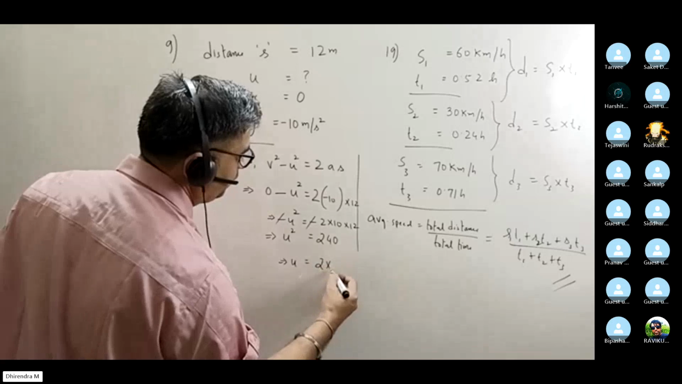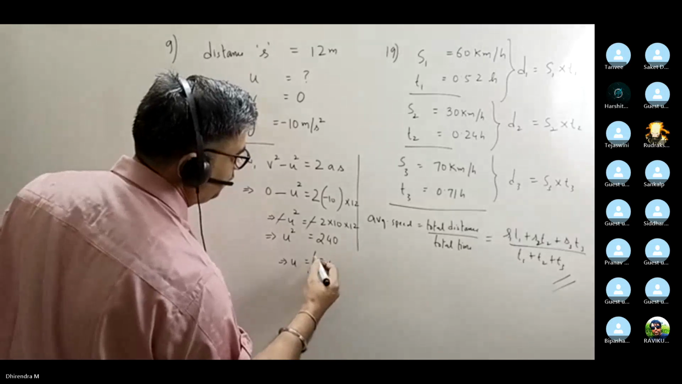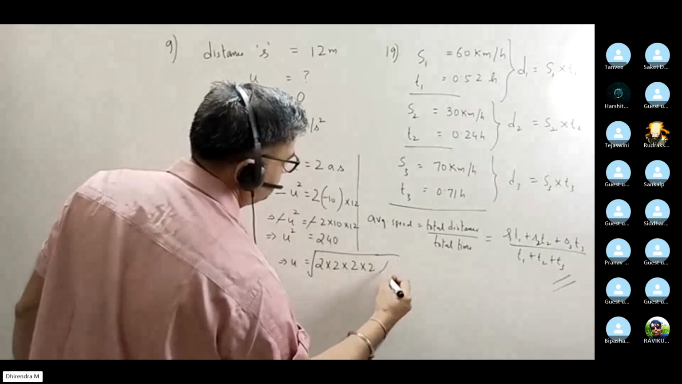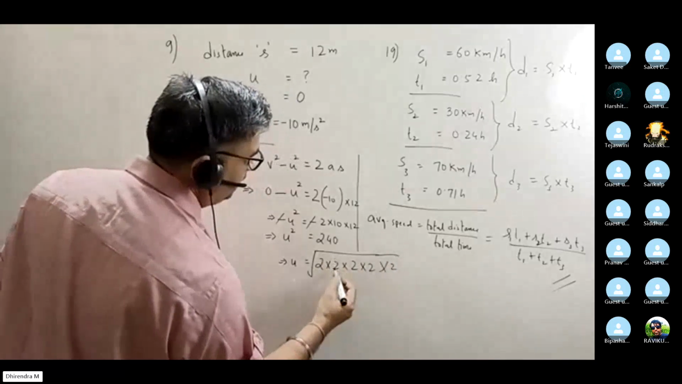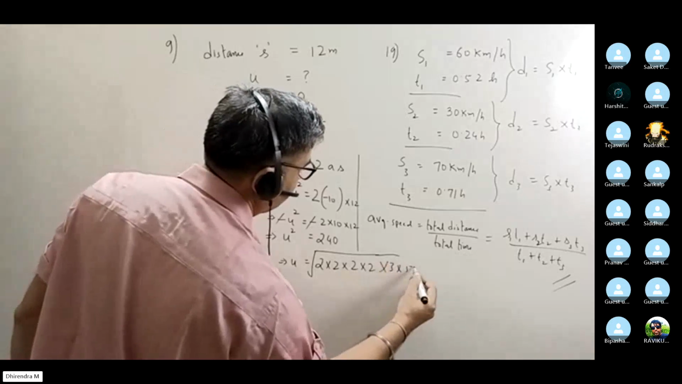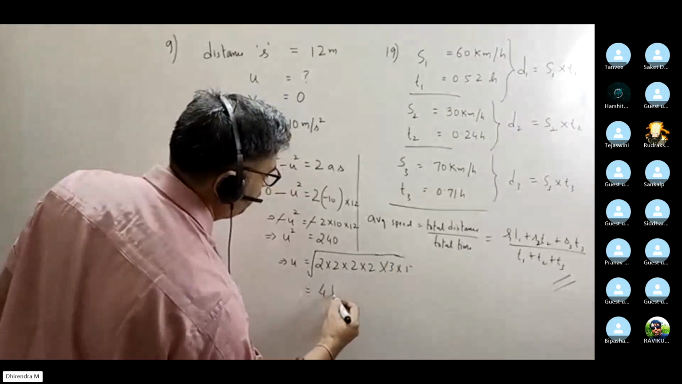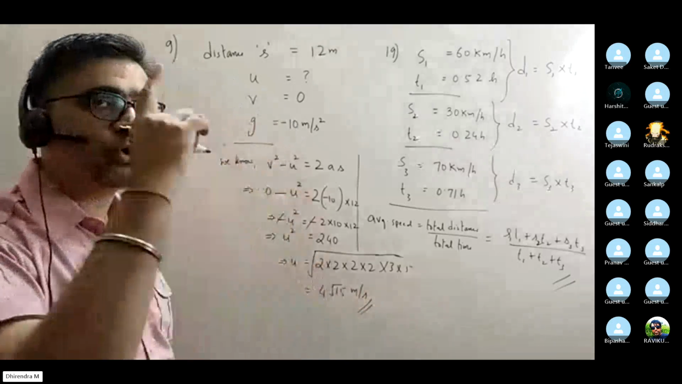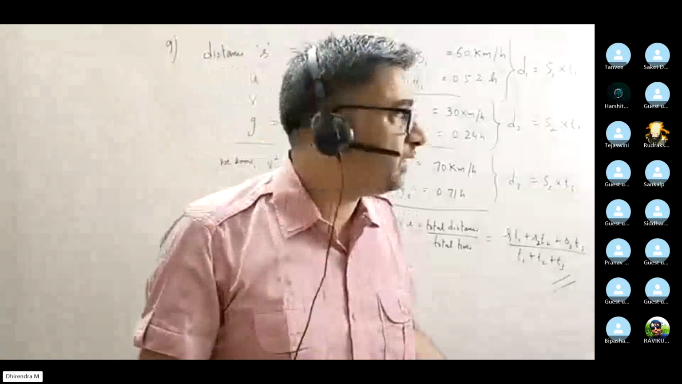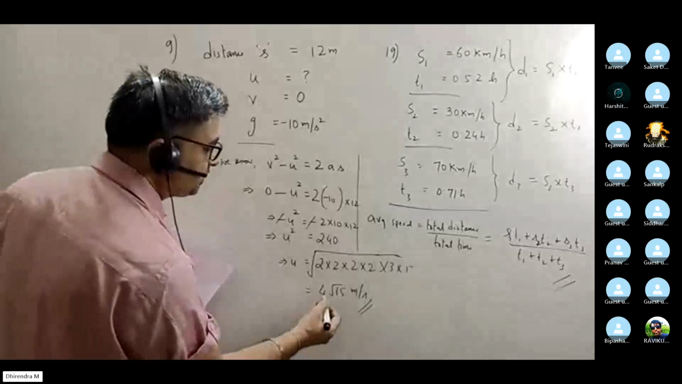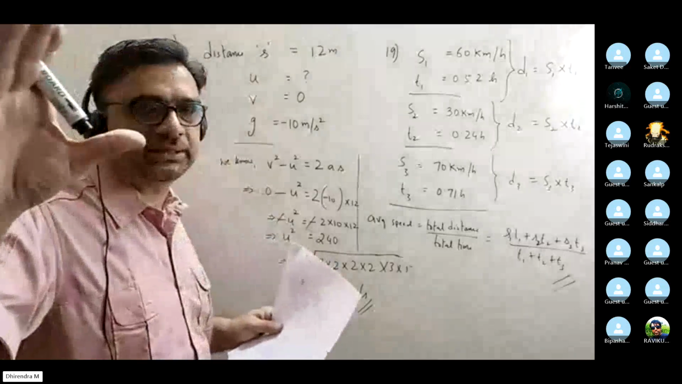That implies u is equal to, I'll just write this down, square root of 2 into 2 into 2 into 3 into 2 into 2 into 3 into 5. Eventually it comes to 4 root 15 meters per second. This is the velocity with which the ball was thrown upward. Get this right, folks. Now remove the physics hat and try to understand what this question was asking us.